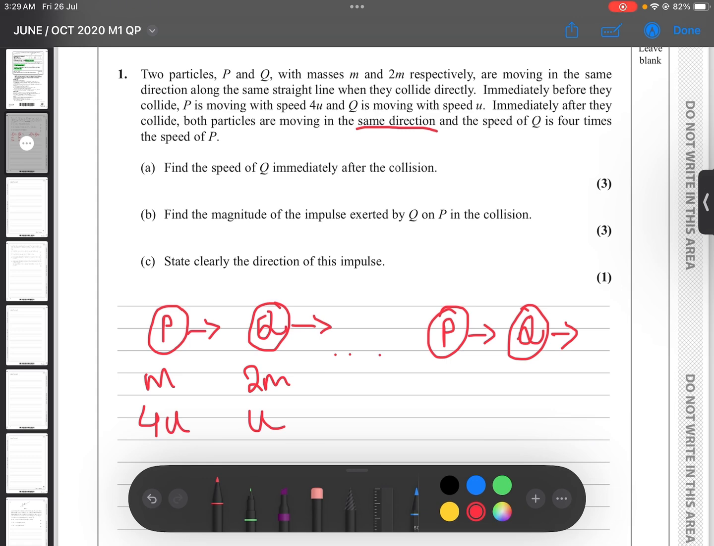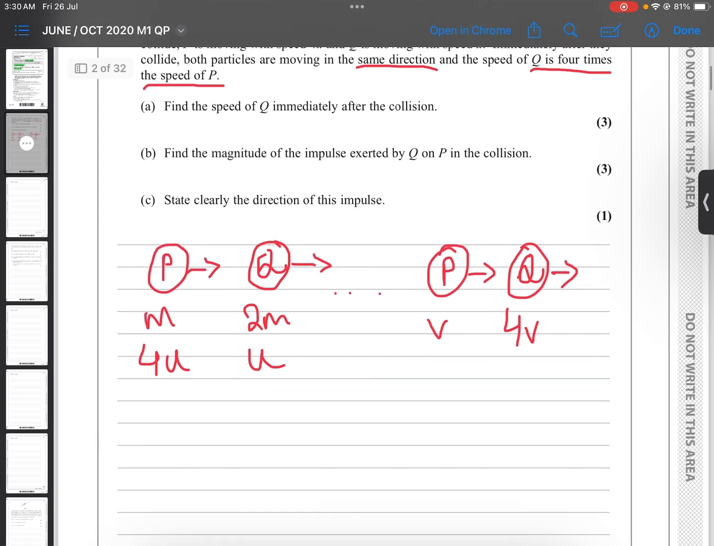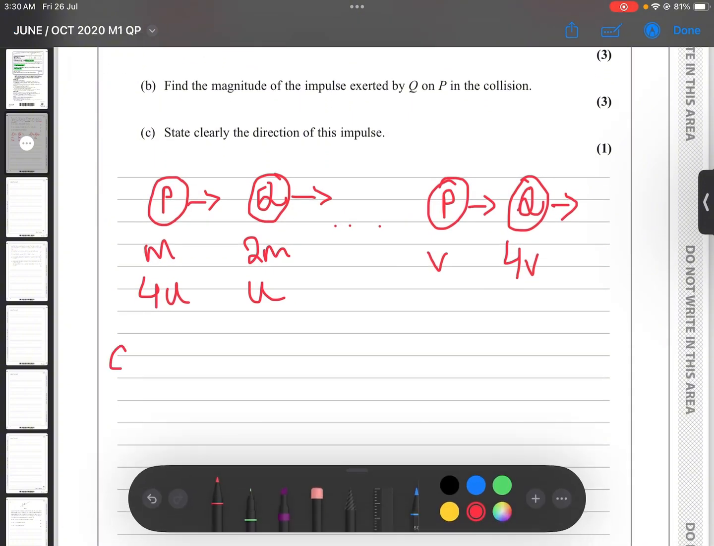And the speed of Q is 4 times the speed of P. So they did not give me either the speed of P or even the speed of Q. So for example, we're going to take P. We're going to consider P as V, the final velocity after the collision V. And as they said, Q is 4 times the speed of P, so this is going to be 4V. Now, part A says find the speed of Q immediately after the collision. So let's start with part A.